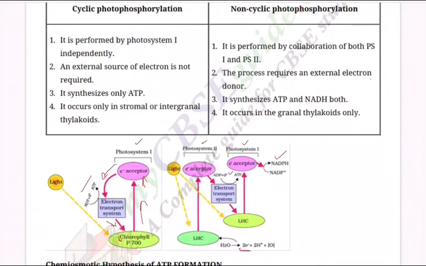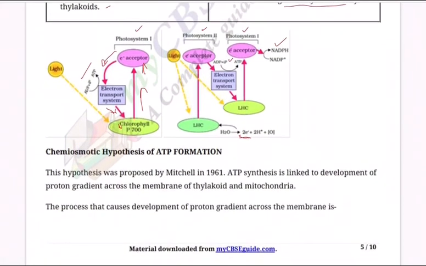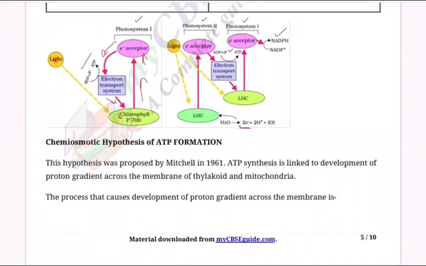Under cyclic photophosphorylation, it occurs only in stroma or intergranal thylakoids. Remember grana? Intergranal, between the grana. Non-cyclic occurs in the granal thylakoids, only in grana. No stroma is involved.